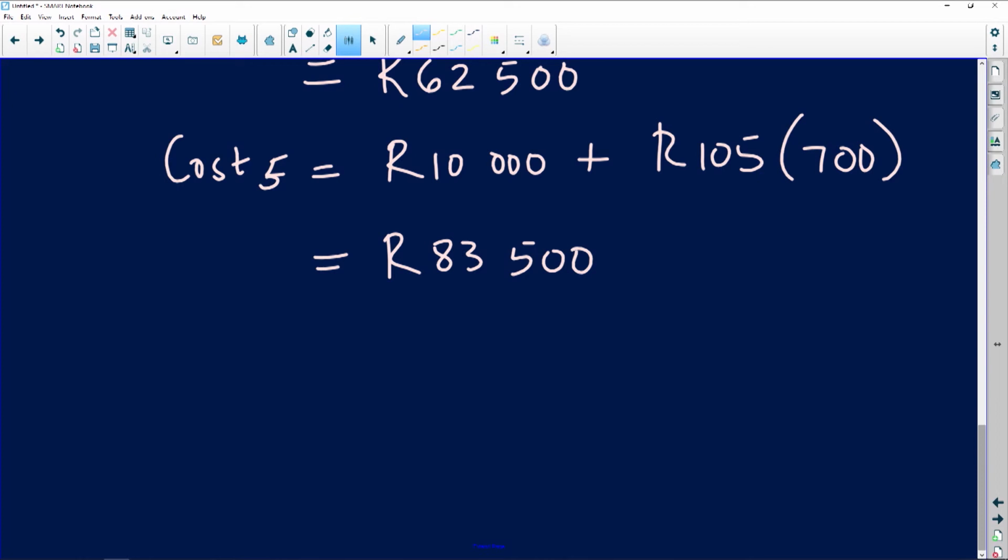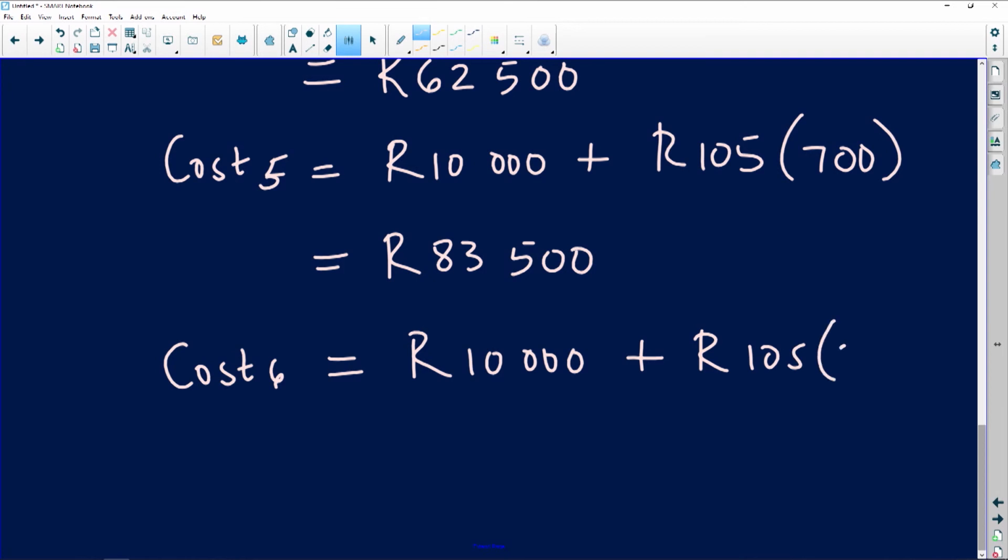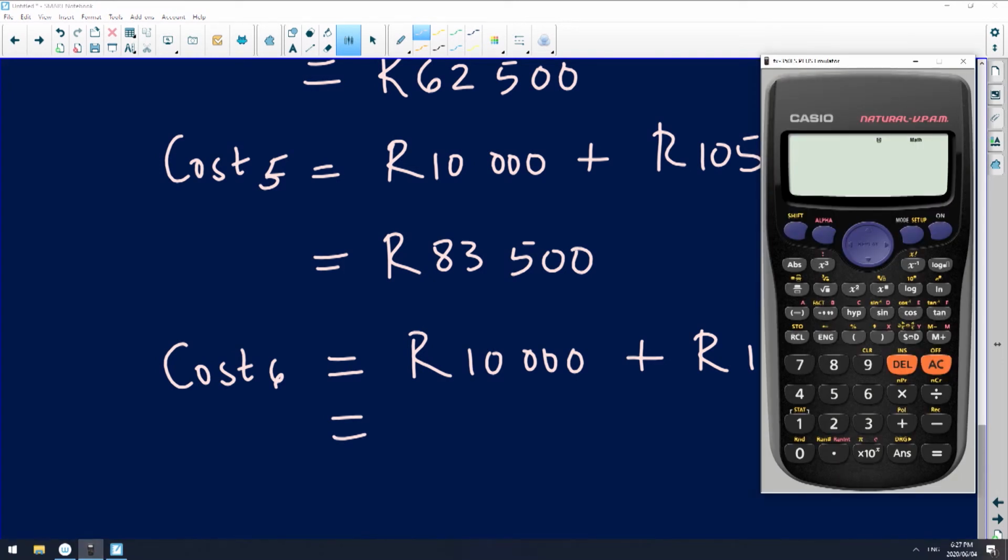And then we have our second last one, cost 6. So this is the price that we get to pay for being given a formula. 800, that we use. 10,000 again, which is our fixed amount, plus 105, which is how much it would cost us. And then we've got 800 this time, 94,000.